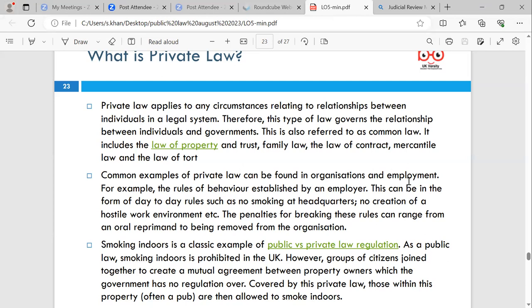Common examples of private law can be found in organisations and employment. For example, the rules of behaviour established by an employer. This can be in the form of day-to-day rules such as no smoking at headquarters, no creation of a hostile working environment, and the penalties for breaking these rules can range from an oral reprimand to being removed from the organisation.